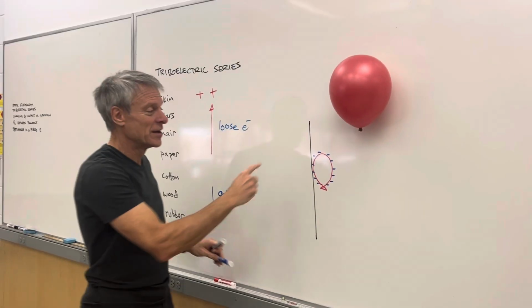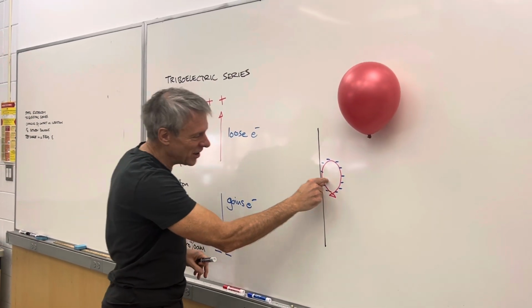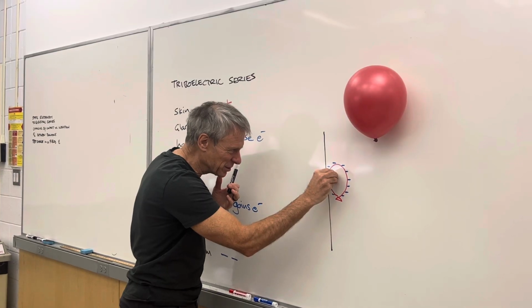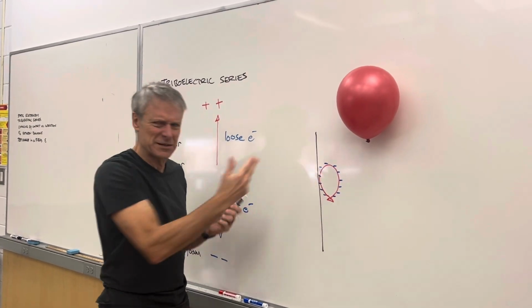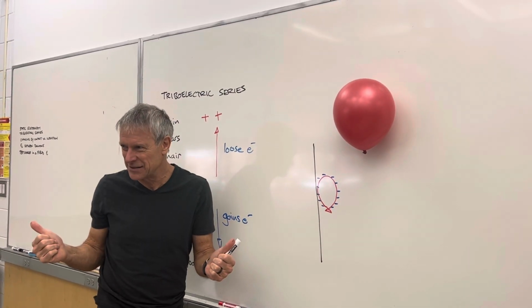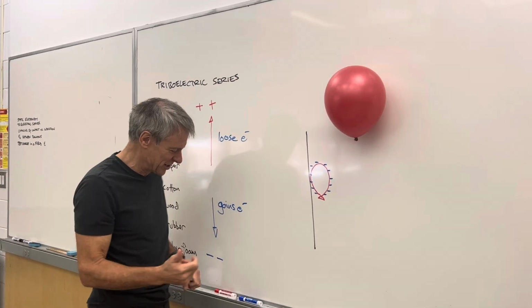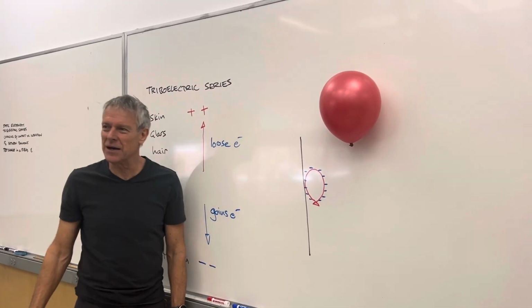It doesn't move. But in the wall, for a negative balloon to be attracted to a wall, the wall's got to be positive. Does that make sense? Mm-hmm. Good. I'm not trying to trick you or anything. How does a wall become positive?